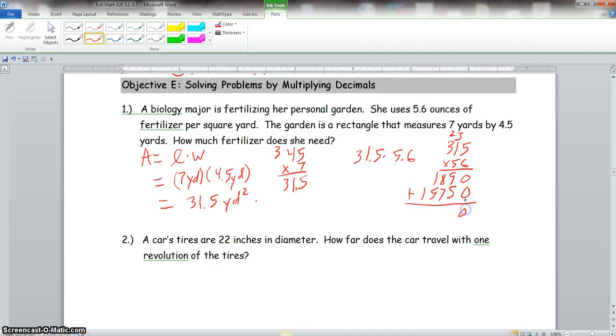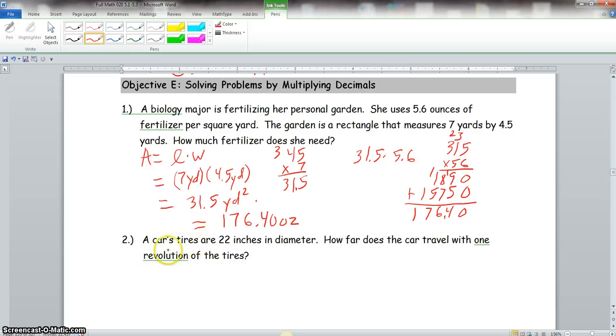Now we add them together. This is 0, 14. 1 and 8 is 9 plus 7 is 16. Carry a 1. 5 plus 1 is 6 plus 1 is 7. And you bring down your 1. Now here we have two digits behind the decimal. So our answer here would be 176.40, and then it's ounces. Now that takes care of that problem.